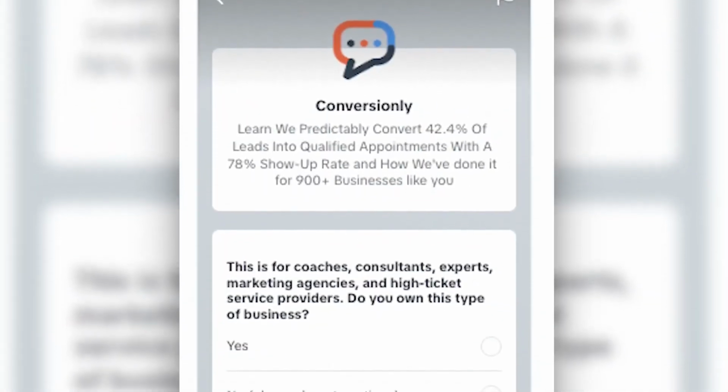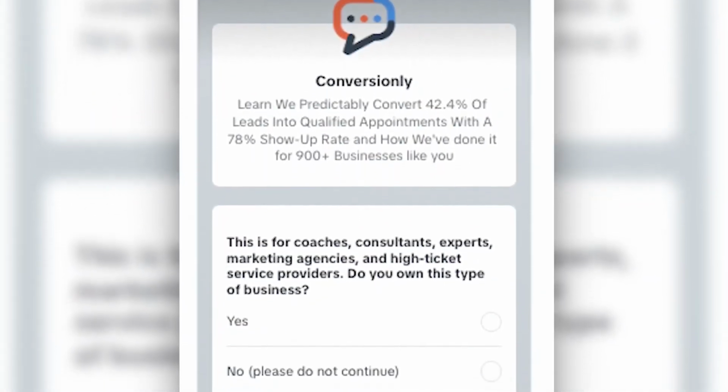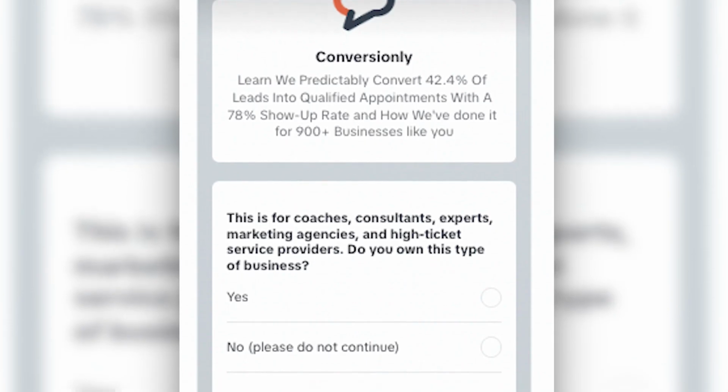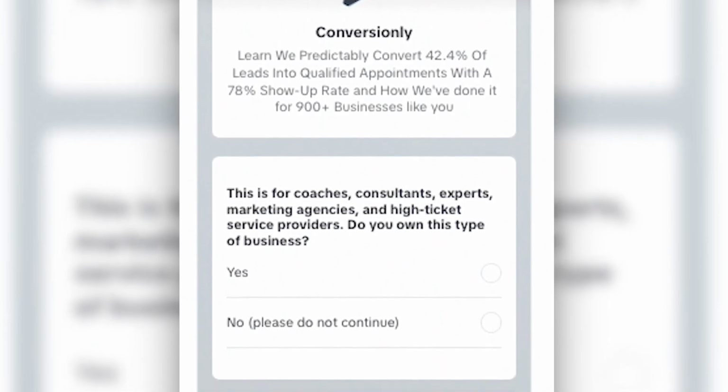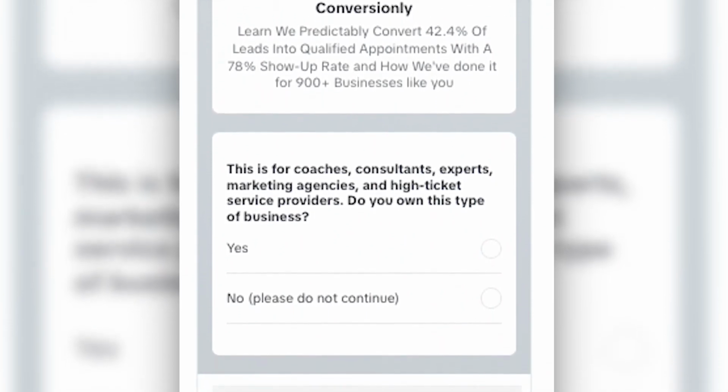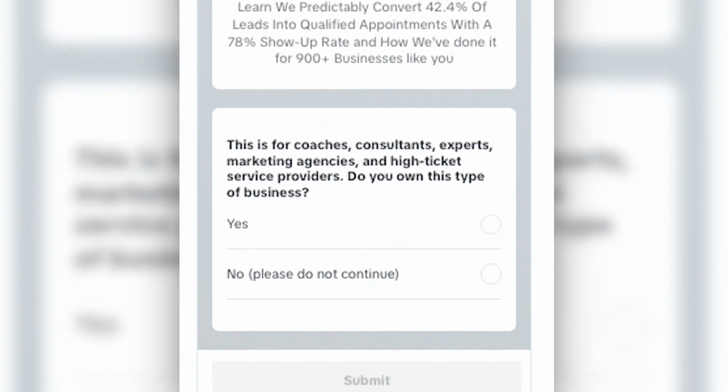Now, if you find yourself with low quality leads coming from lead forms, there's one thing that you can try. I'm going to pull this up here, and you can see this lead form has a question right after they enter in their information. And it says, hey, this is for coaches, consultants, experts, marketing agencies. Do you have this type of business? Yes or no? And no in parentheses, please do not continue.